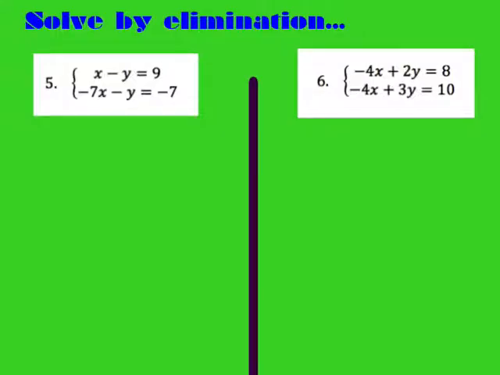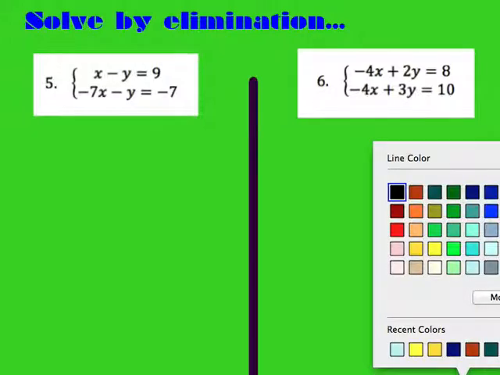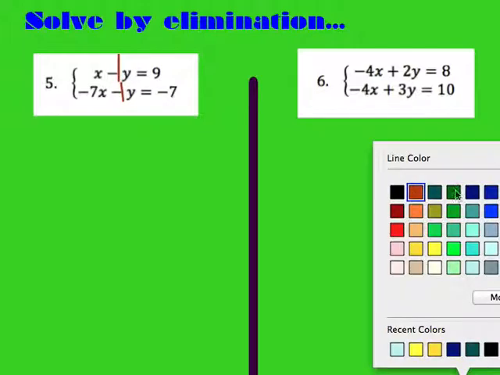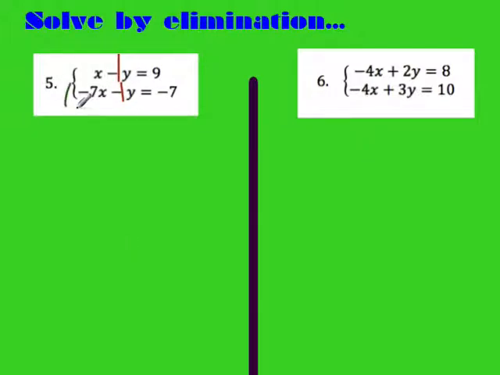So for number 5, we have a dilemma. We don't have opposite signs. What I do notice, though, is that my y's both have a -1. So we have the same number, but we don't have opposite signs. So what I'm going to do is take one of my equations and multiply it by a -1. So I'm going to distribute that -1 into everything that follows in that second equation.